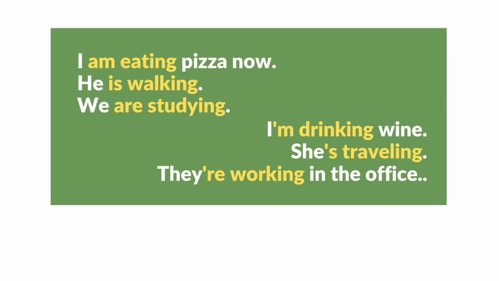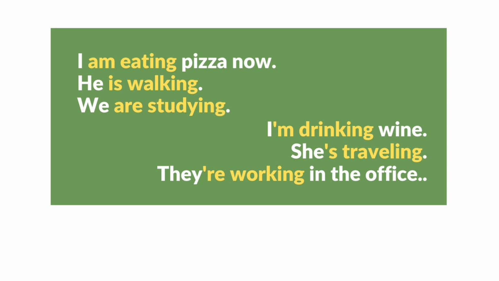Here, you can see more examples. I am eating pizza now. He is walking. We are studying. And also the contracted forms. I'm drinking wine. I am becomes I'm. She is traveling. She is becomes she's. They're working in the office. They are becomes they're. This is the contracted form.